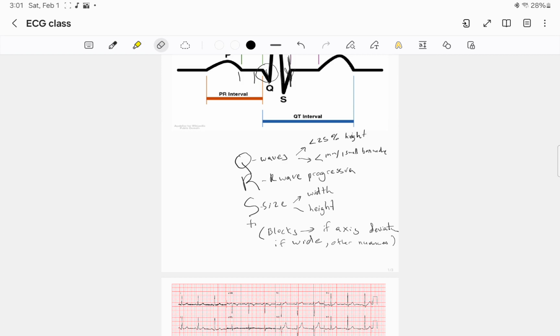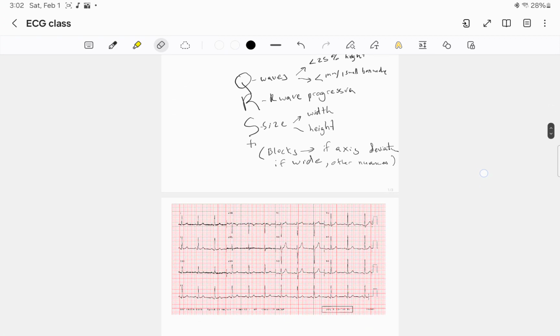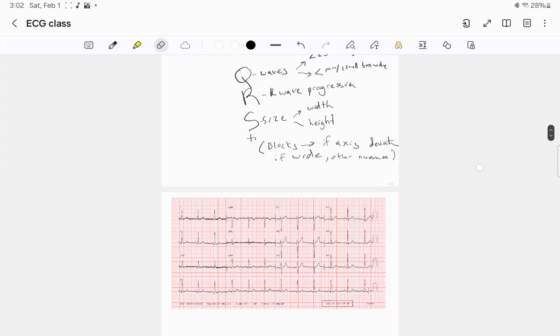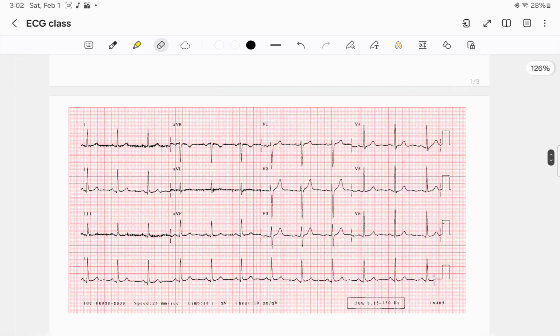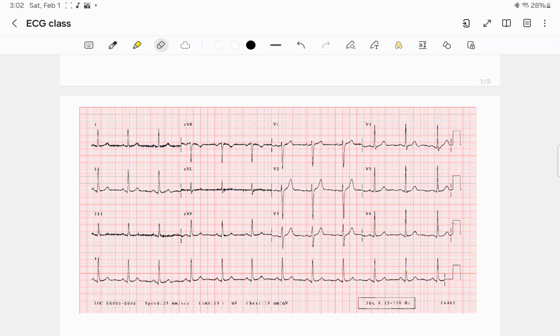So now we're going to speak about R wave progression. So what is R wave progression? This is just me cooking up a definition right now, but R wave progression is the normal, gradual increase in the positivity of the R wave as you go across the precordial leads. So the R wave should initially be small.